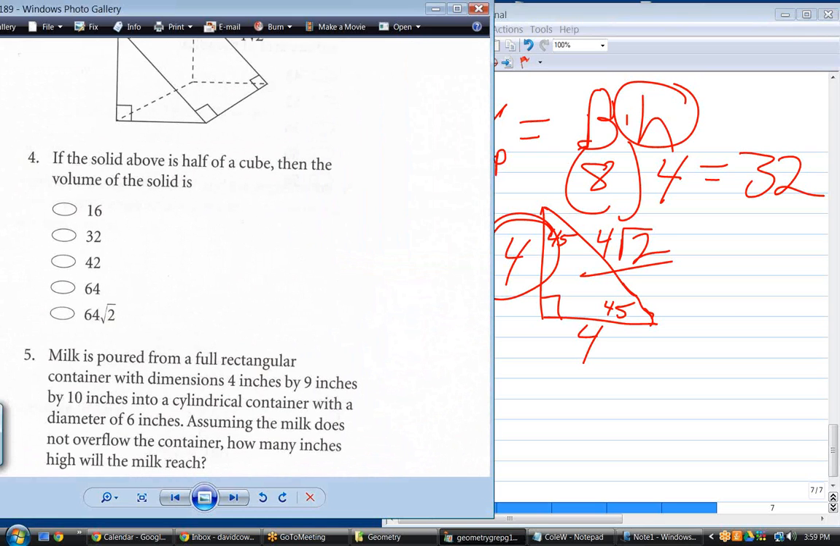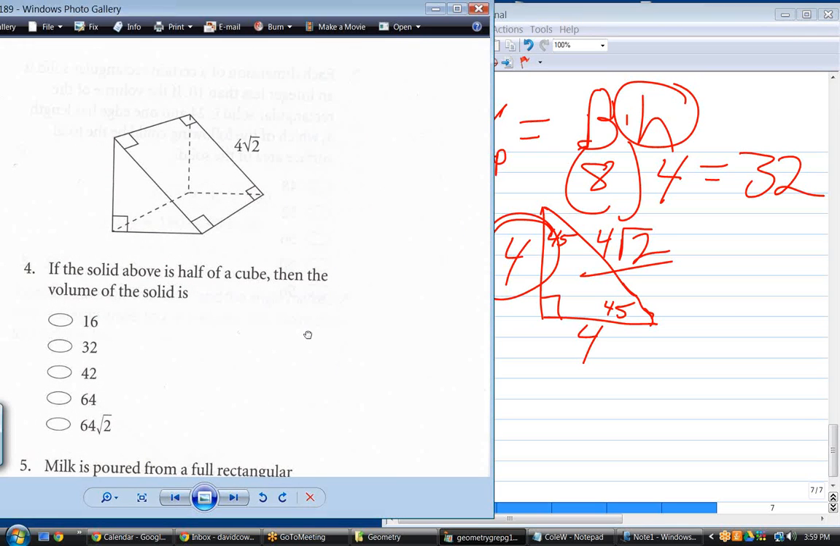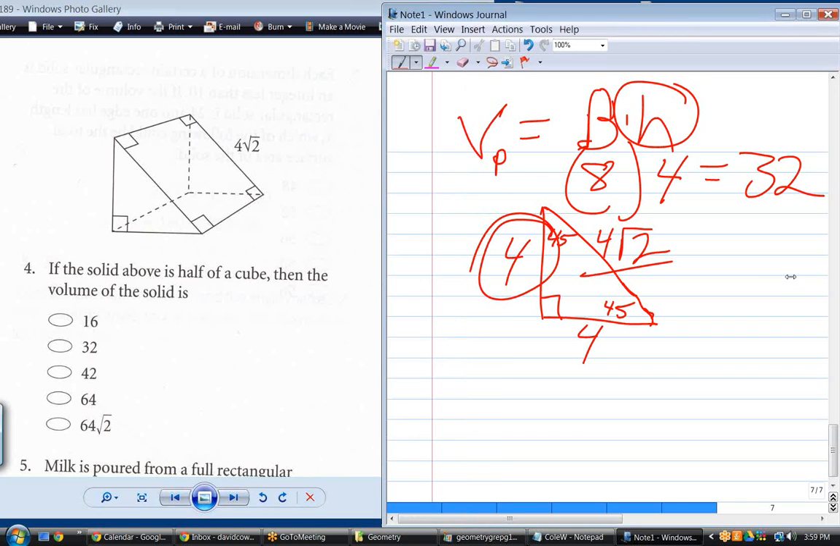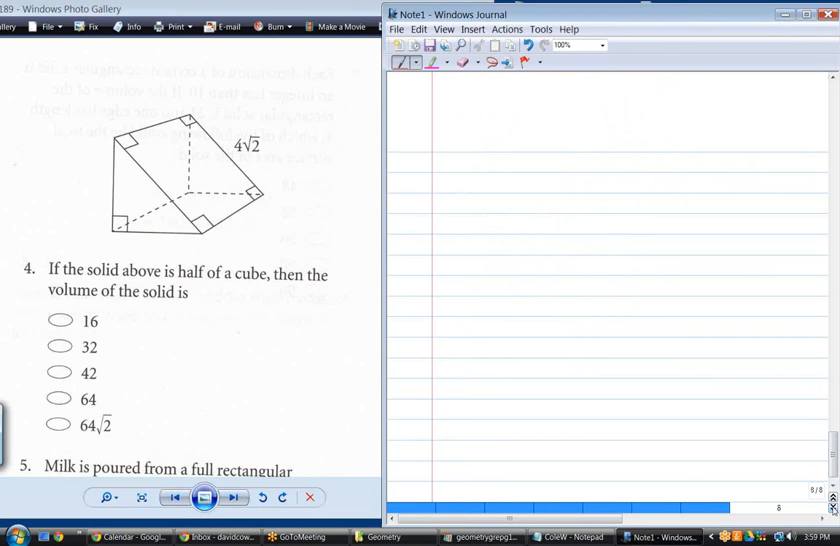All right, we don't need to get started on a new one. We can stop here. So one last thing before I let you go. Tell me the dimensions of the 30-60 triangle. It's the opposite to the 30. What's opposite of 30?